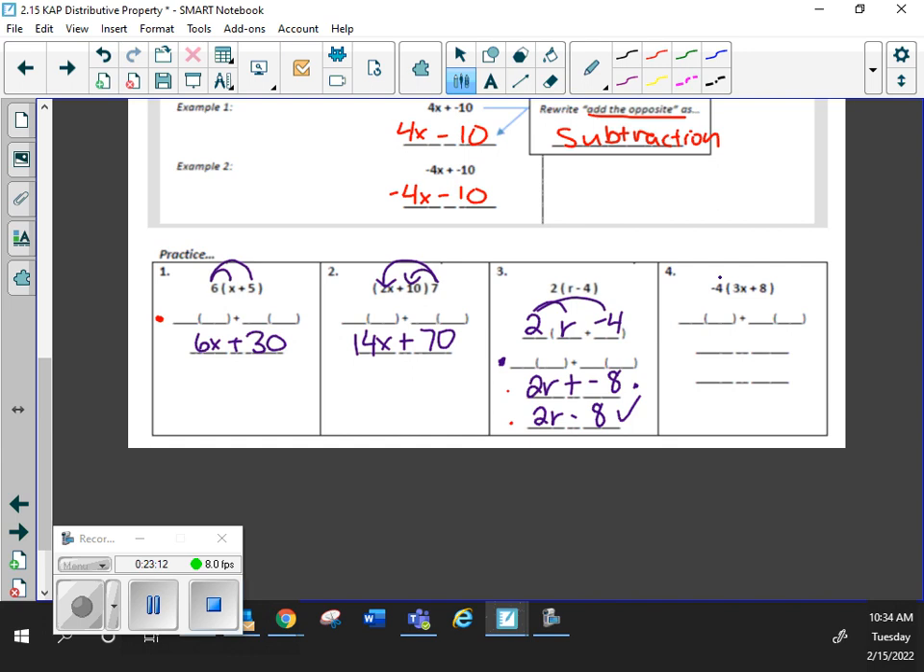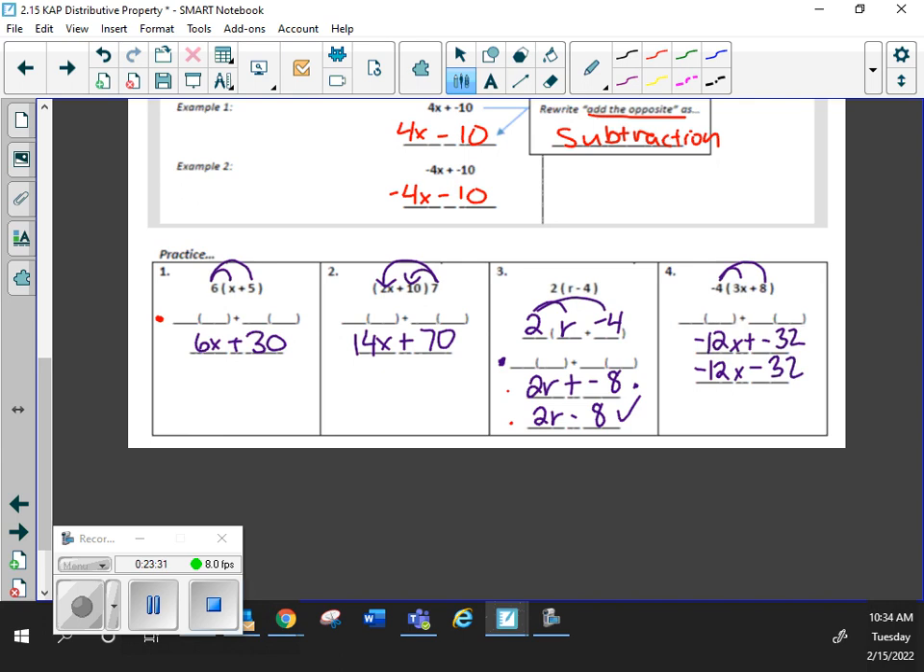Last one. Negative 12x plus negative 32. That would be 32. 4 times 8 is 32. Okay. And negative 12x minus 32.